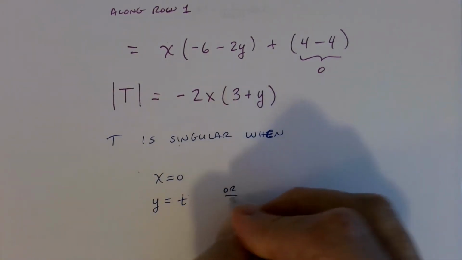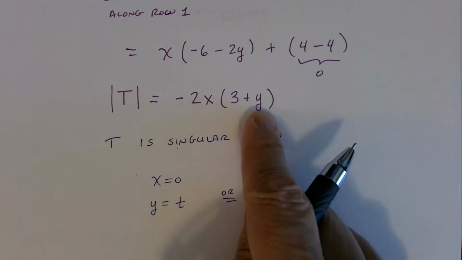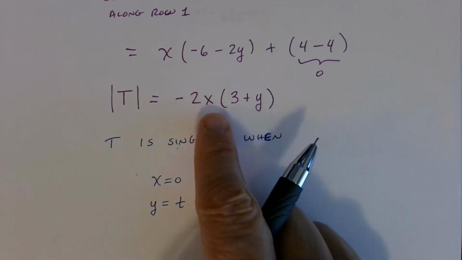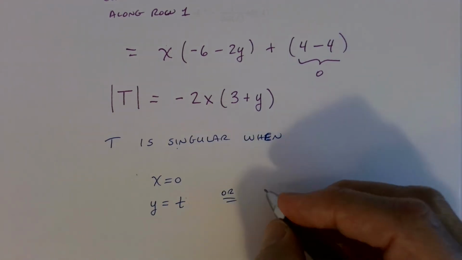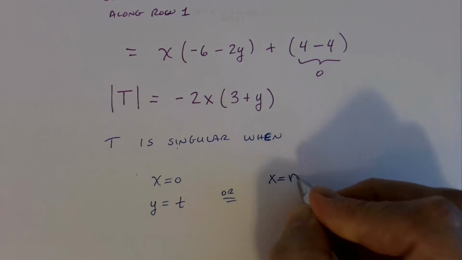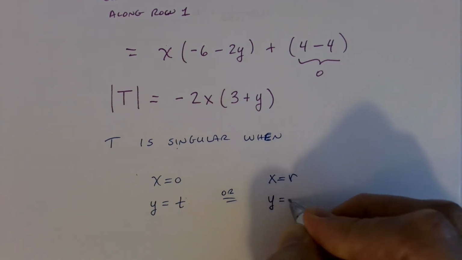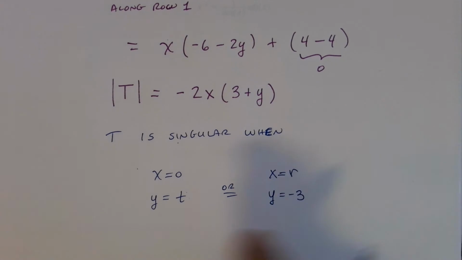Or, what else can happen? y could be negative 3, and then x can be anything. So x is r, y is negative 3. Obviously, x is 0 and y is negative 3 is one possibility, but be careful, it's not the only possibility. There's actually infinitely many combinations.